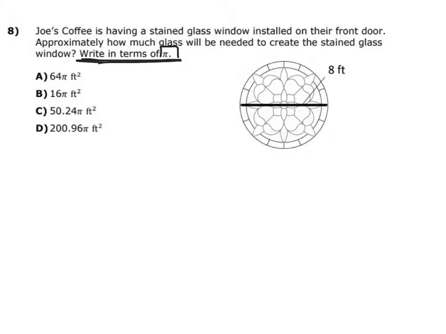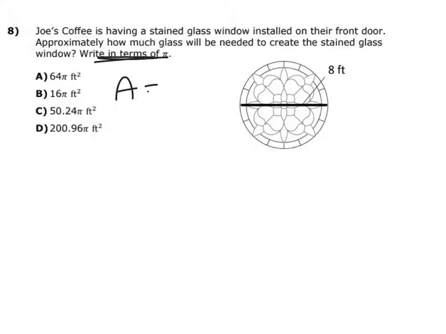So they are asking for area because if you notice the stained glass window, all of this is your stained glass window. So that means it's covering something. It could be a hole in the wall. It could be another part of the window, but it's covering something. So that means we are going to make sure that we are using the area of a circle formula. So let's go ahead and start. So again, remember it's in terms of pi.